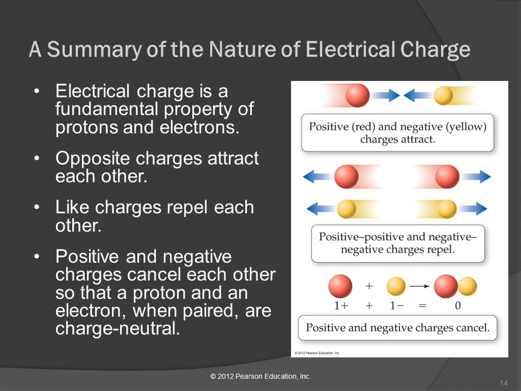So if you add up all the charges in the atom, like a carbon atom is going to have 6 protons and 6 electrons. 6 positives, 6 negatives, adds up to 0. The atom itself has no charge.